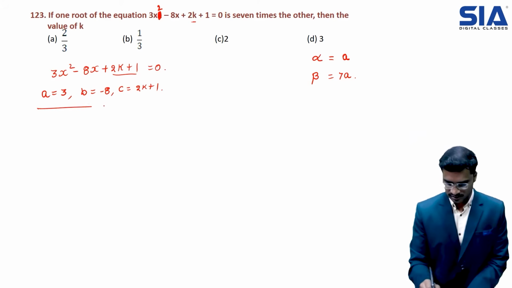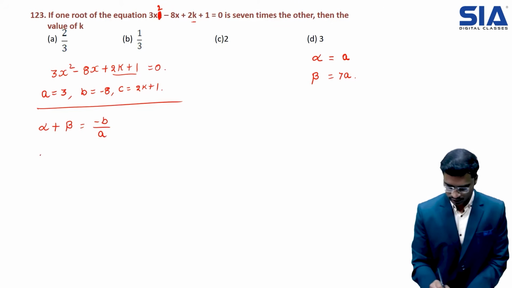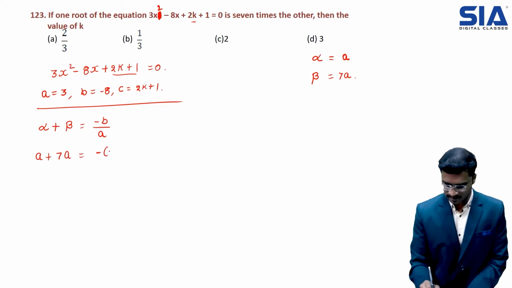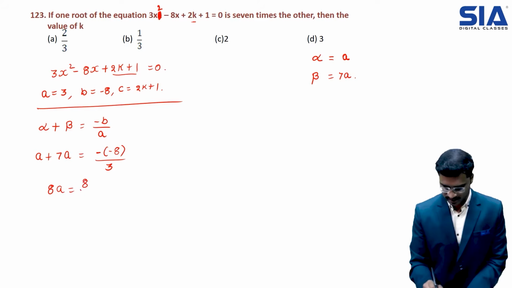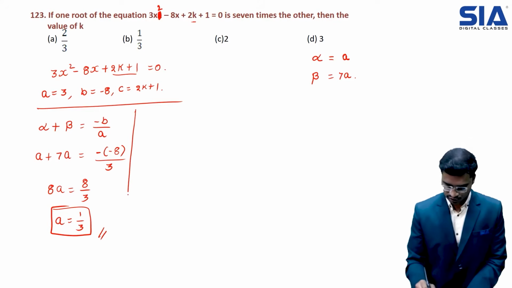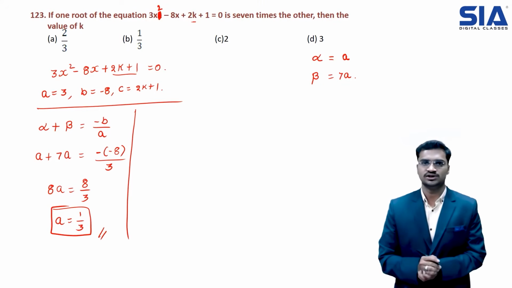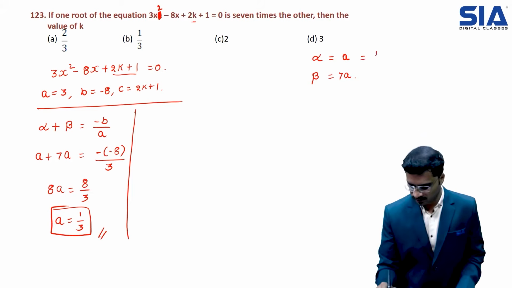So the sum of the roots, alpha plus beta, is minus b by a. So the sum of the roots is a plus 7a, which equals minus of minus 8 by the value of a, which is 3. So 8a is 8 by 3, then the value of a is 1 by 3. So one of the roots is 1 by 3, then another root will be 7 by 3.